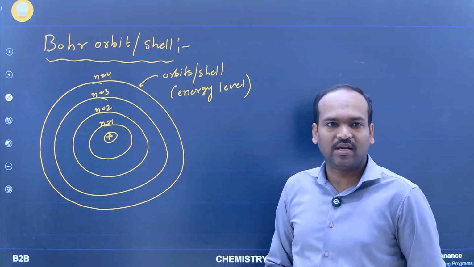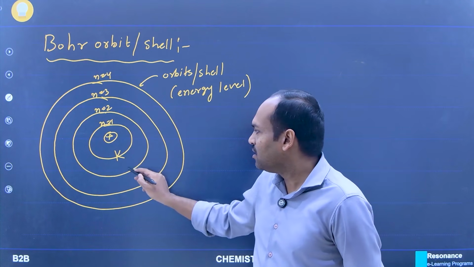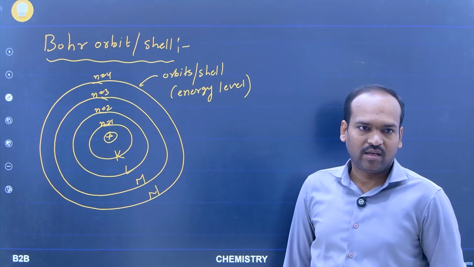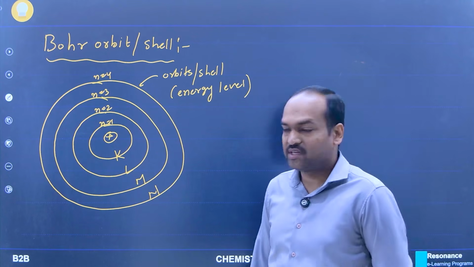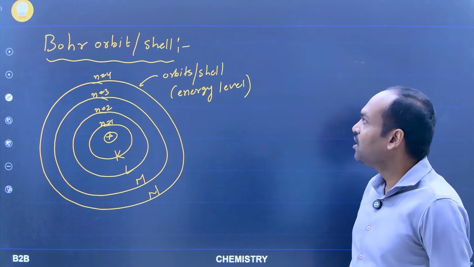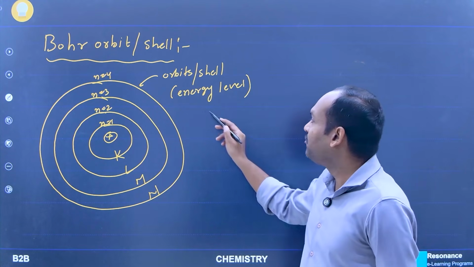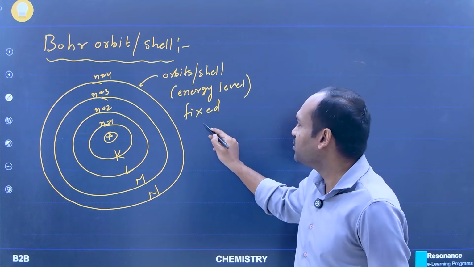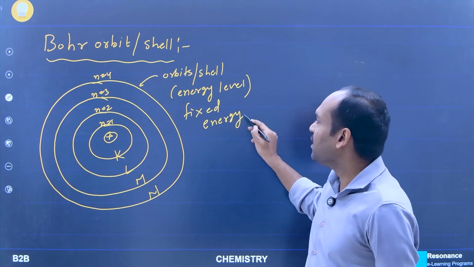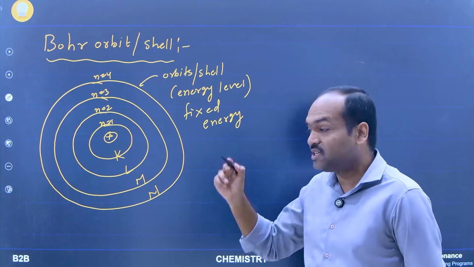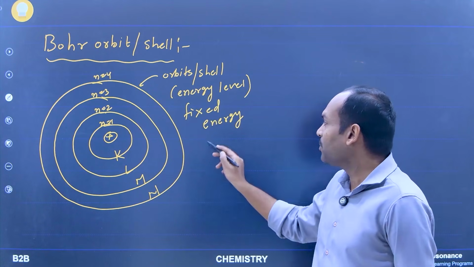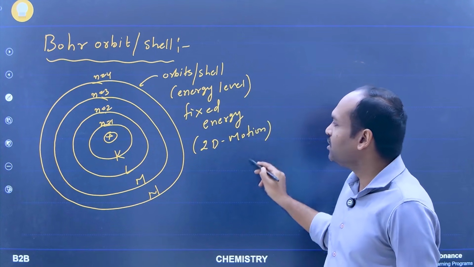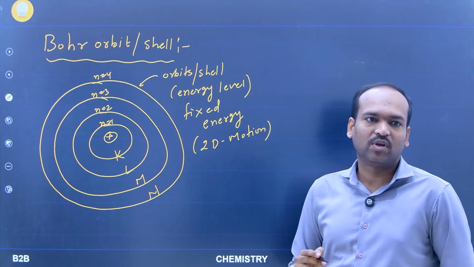What is the name of the first shell? K shell, L shell, M shell, N shell. We'll use capital letters for K, L, M, N in Bohr orbits. These are the fixed energy orbits in which the electron is present, beta. Fixed energy orbits mean the electron neither loses energy nor gains energy while revolving around the nucleus. So can I say an orbit represents a 2D motion, two-dimensional motion around the nucleus?